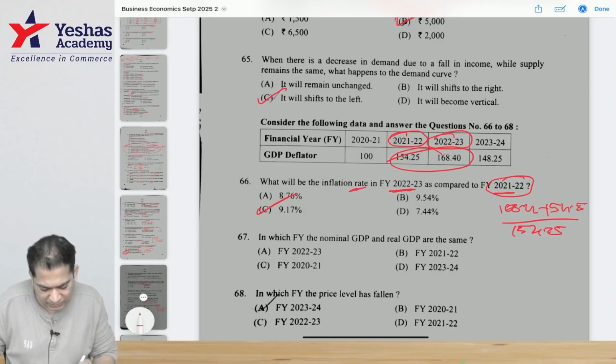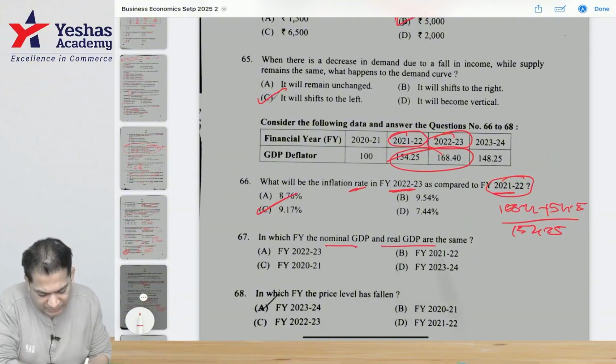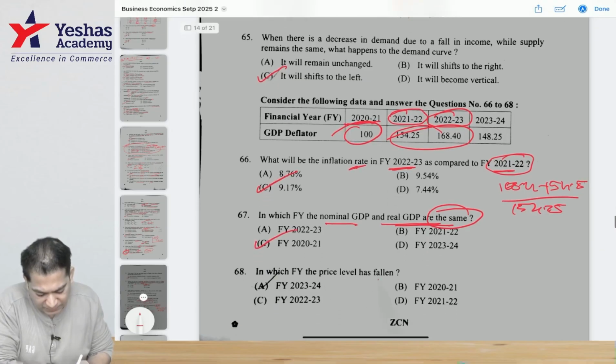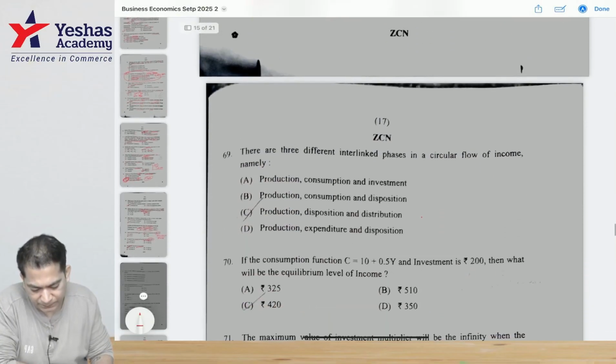In which FY are nominal GDP and real GDP the same, where the deflator value is 100? So 2021 is the answer. In which year has the price level fallen, inflation fallen? You see here inflation is rising, here inflation is rising, but between 2023 and 24, the inflation has actually fallen, deflator value has fallen down.